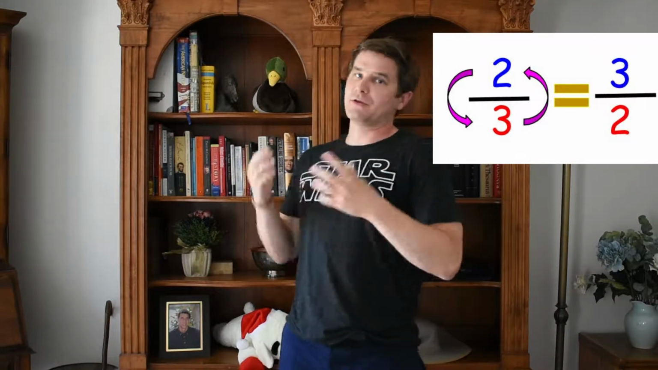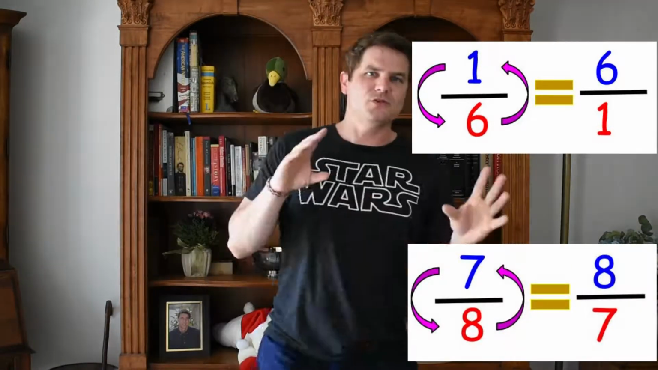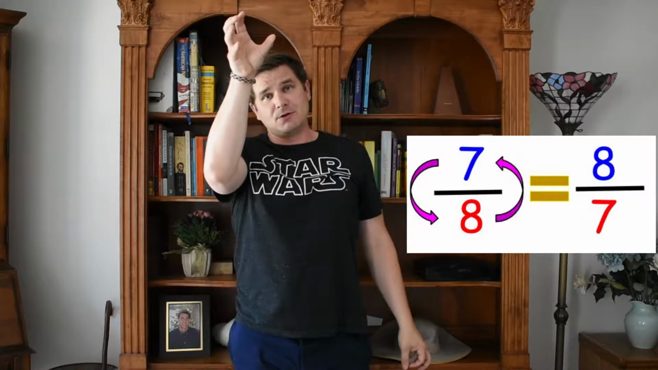Reciprocal is a fraction flipped. So if I had 2/3, the reciprocal of 2/3 would be 3/2. Every fraction has a reciprocal. The reciprocal of 1/6 is 6/1. 7/8, 8/7. To get a fraction's reciprocal, take the fraction and flip it upside down. Put the denominator on the top, put the numerator on the bottom, and just flip them. So that would be a fraction's reciprocal. You have to know what a reciprocal is.